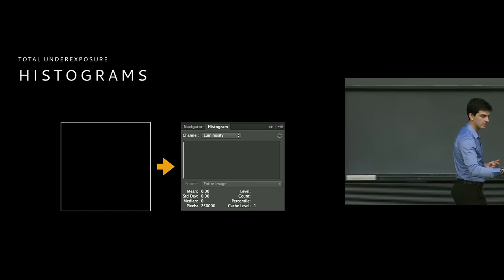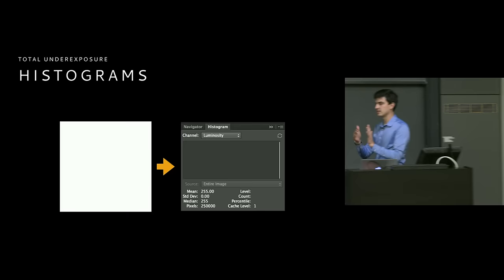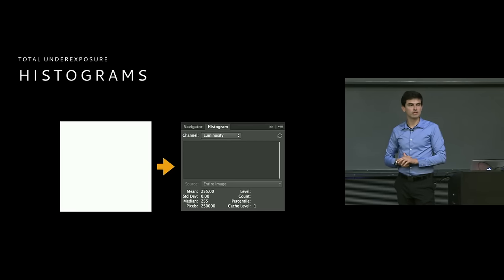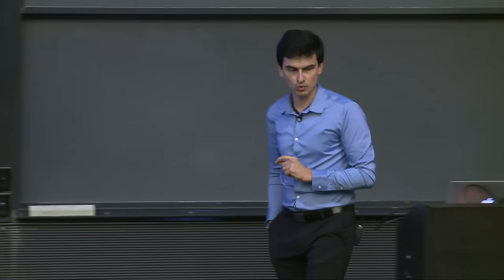Likewise, we might know that some regions are overexposed if we have some huge spike on the white end of that histogram as well. But again, it's tricky for a variety of reasons, which hopefully will become a little bit more clear.